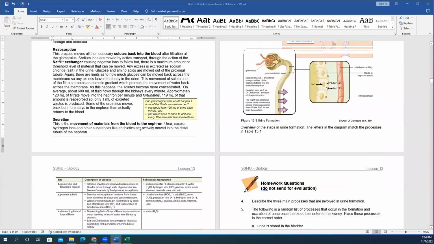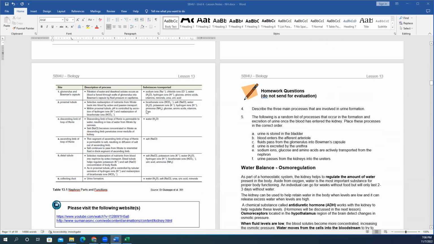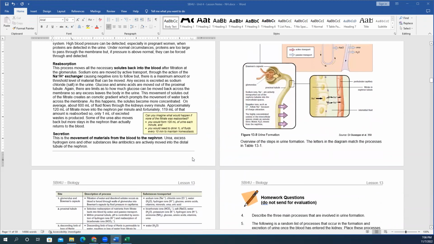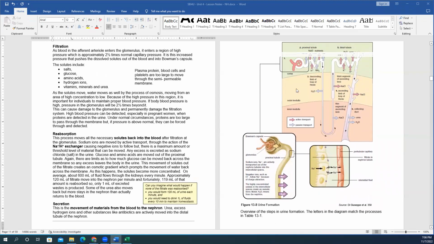So once again, these numbers 1, 2, 3, 4, 5, and 6 correspond to the sites. And so you can follow the information that is summarized on this table to what is here. It matches the process that is here in this diagram. So you can use that table to really follow through.